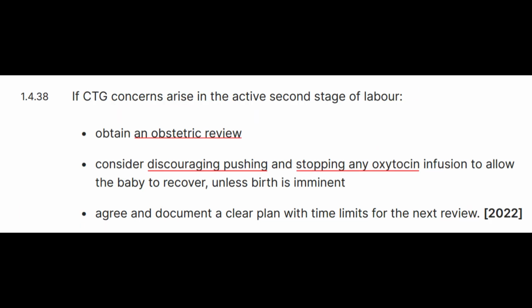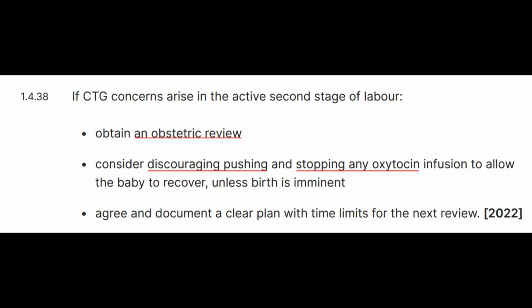If CTG concerns arise in the active second stage of labor, obtain an obstetric review. Consider discouraging pushing and stopping any oxytocin infusion to allow the baby to recover, unless birth is imminent. Agree and document a clear plan with time limits for the next review.